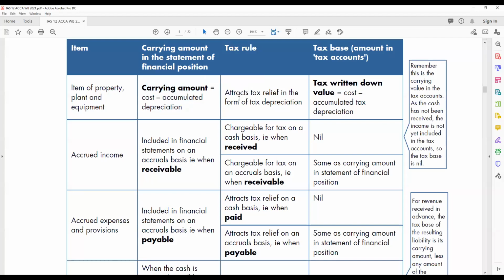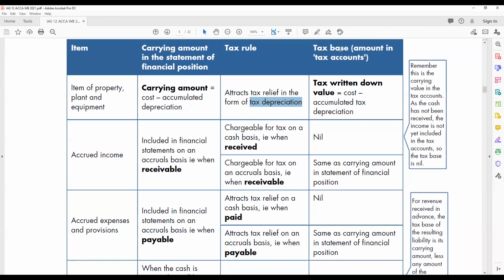The tax rule says that to attract tax relief in the form of depreciation, right, and tax depreciation, the important term here is tax depreciation. This tax depreciation is calculated based on the rates given by the government, that is the Department of Inland Revenue, Sri Lanka.